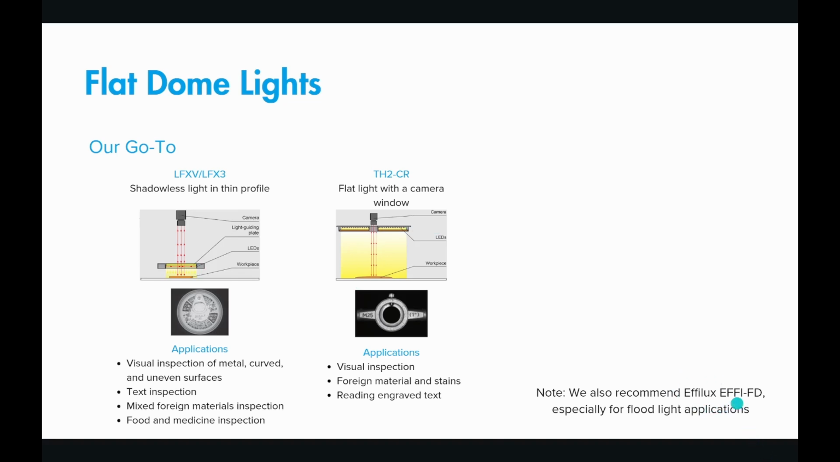We also recommend the FE flat dome, which is very similar to the TH2, where it's the FE backlight with a camera hole in it. That can be very large, so it's also great for floodlight applications, but can be used for smaller applications as well. This one is thicker, so if space is a problem, then it isn't ideal, but otherwise they're very similar in results, the TH2CR and the FE flat dome.